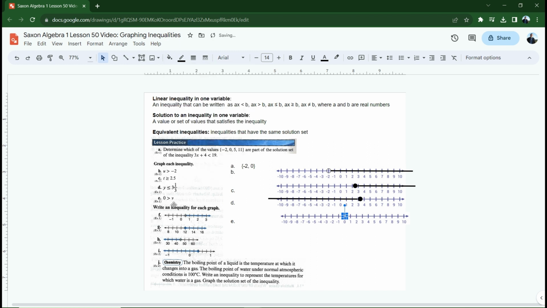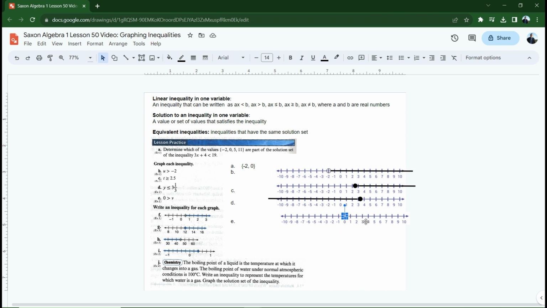And then what I'm going to do is I'm just going to pick a point over here to the left to see if a point on the left works. -6. If I plug in -6 for V, does that work? 0 is greater than -6. Yes, that works. So that means that all points on this side of 0 have to work.